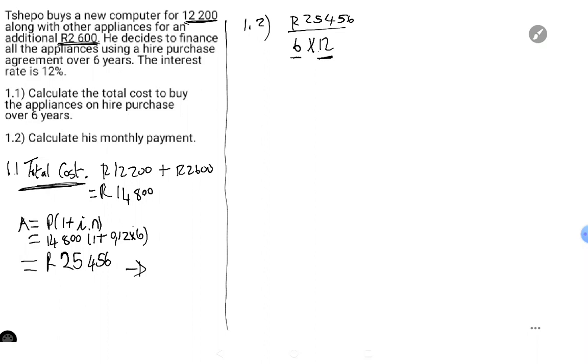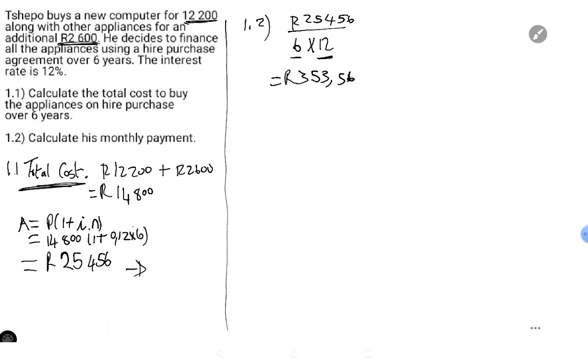Okay, so now let us calculate that. Let's put that onto our calculator and see how much it gives us. 25,456. Let's put that over 6 times 12. That gives us a total of 353.56. Okay, 353 rands and 56 cents.